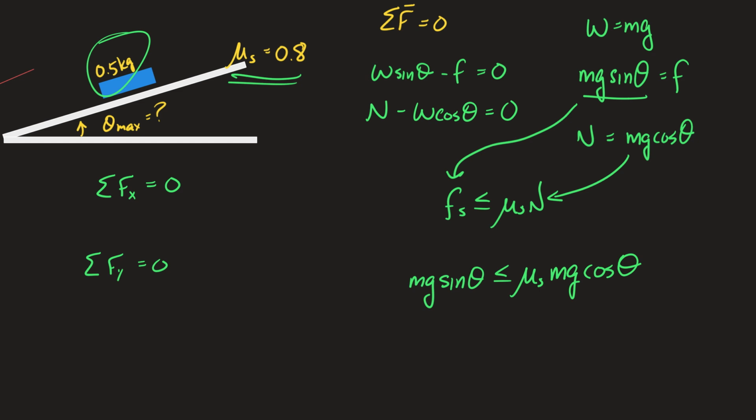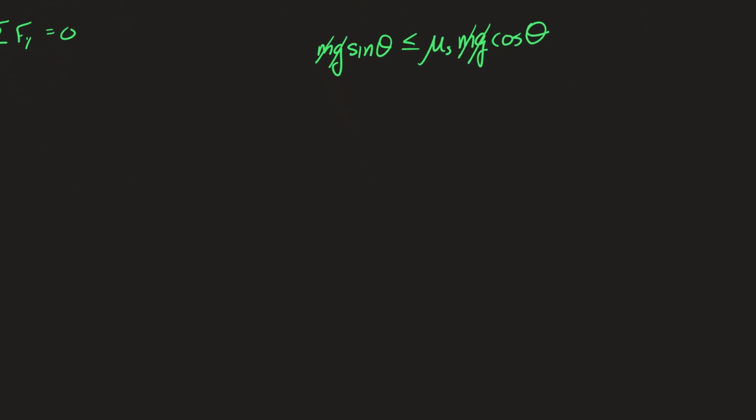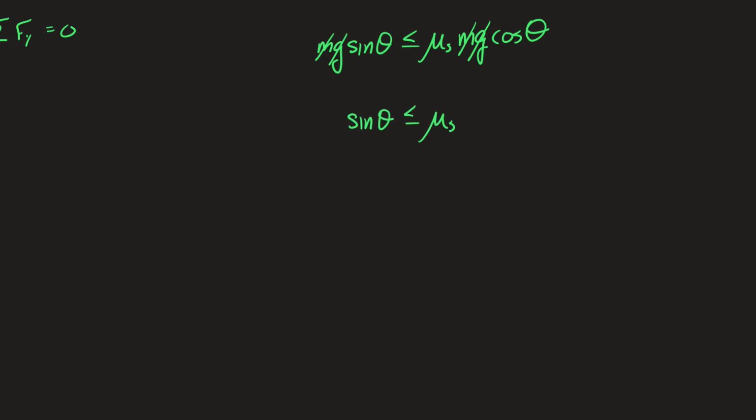Well, now I think there's a method to solve for theta. I'll first point out that I can cancel out the m on both sides. Do you guys see that? So I can divide by that as long as it's not 0. I can also divide by g on both sides as long as it's not 0. Now I'm left with sine theta is less than or equal to mu s cosine theta. Do you know a way that we can solve this for theta? Go ahead.